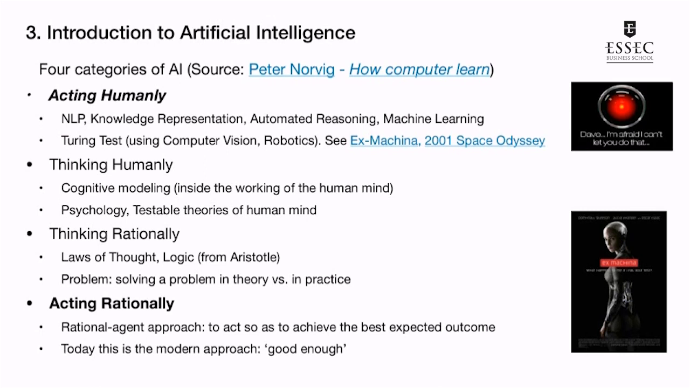So, good. So, then you have acting rationally. This is the business approach. It's a rational agent approach, and here you have a business problem to solve. You have a recommendation system, or you want to translate, or you want to recognize speech for any business. And you want to have the best expected outcome. You don't care whether it's going to reproduce a human, whether it's going to be close to a human or not, you want to solve your business problem.